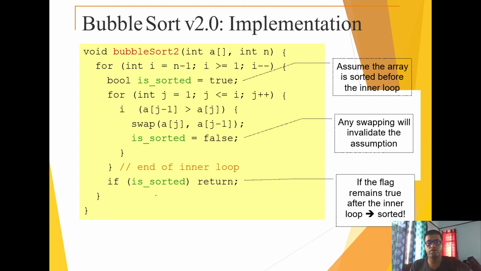So we can implement this to check whether the array is sorted or not. Here we have used a boolean variable, isSorted equals true.